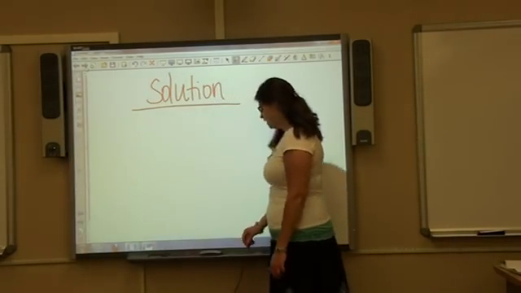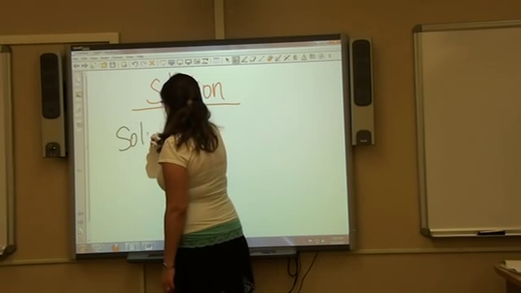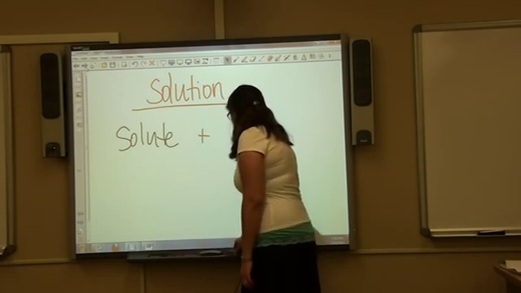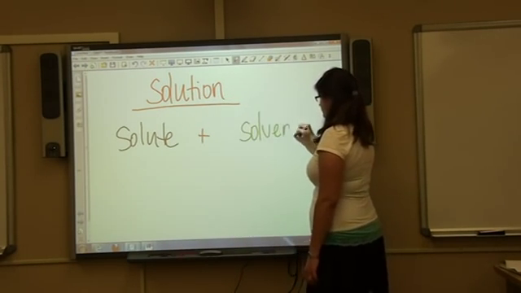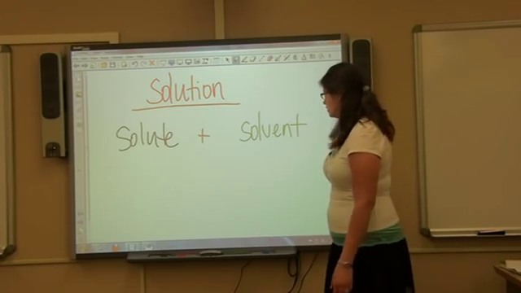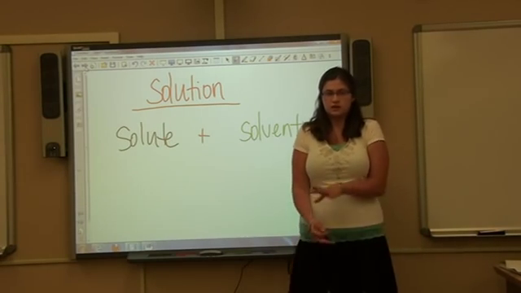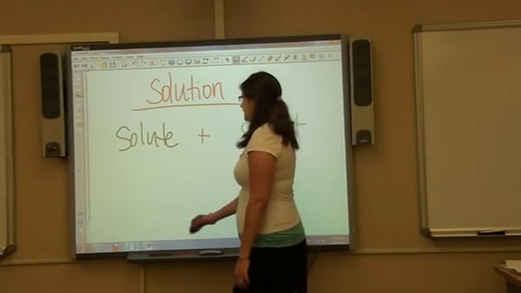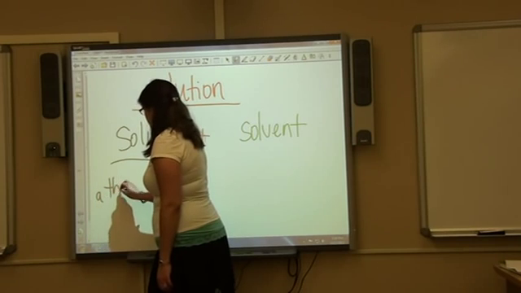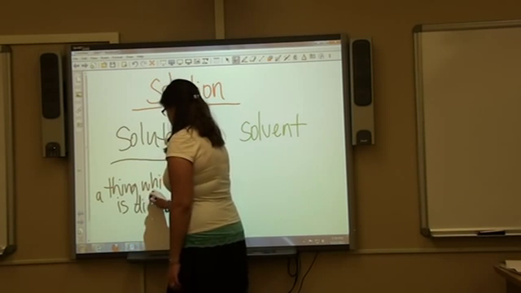What is a solution? A solution is made up of two parts. You have a solute plus a solvent. And when you add them together, you get what's called a solution. Okay, now, these are chemistry words, and I'm going to transfer them into English for you. A solute, in English, that word means a thing which is dissolved.